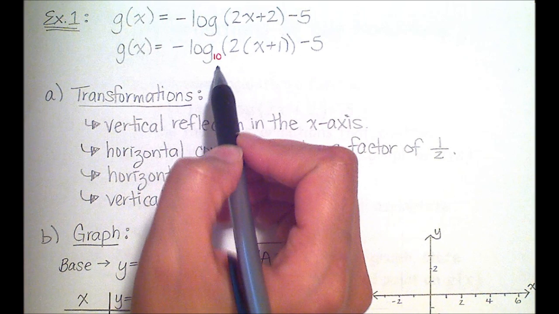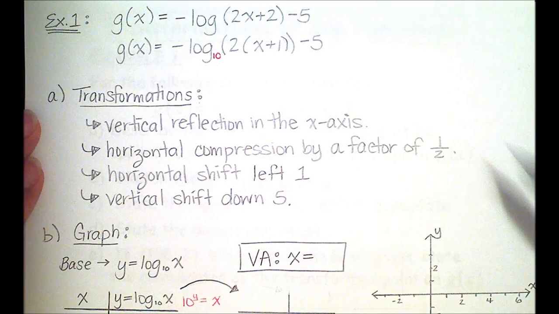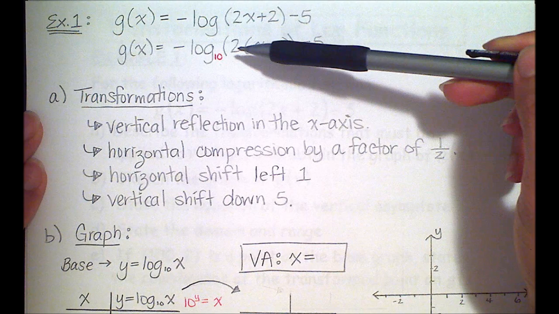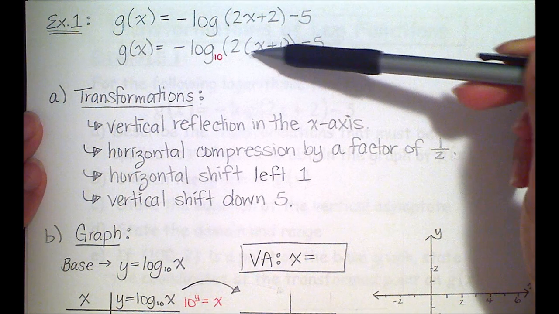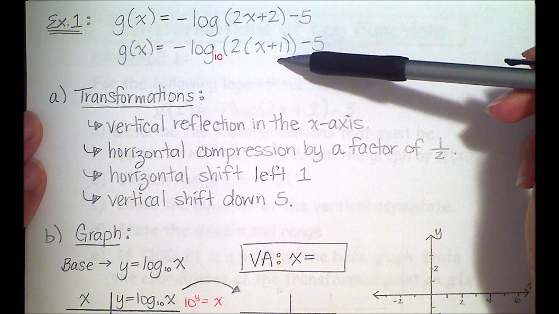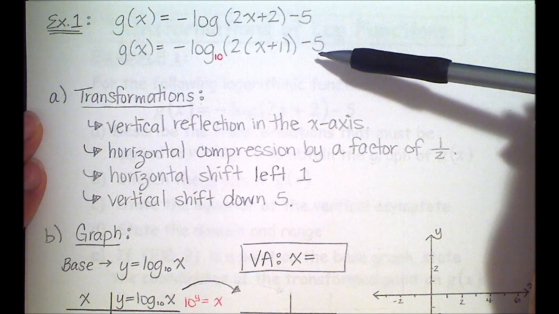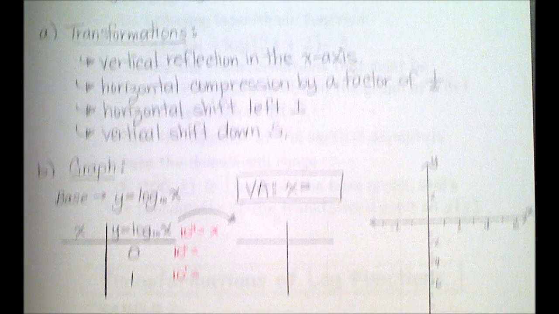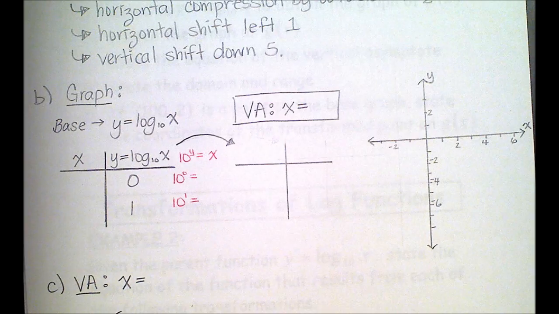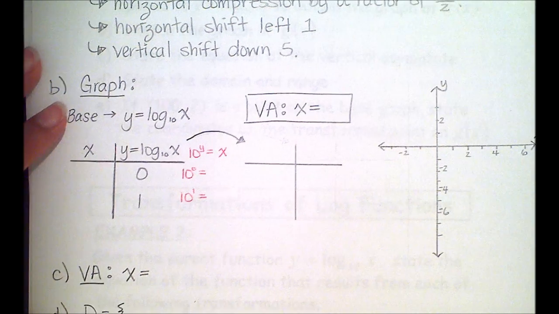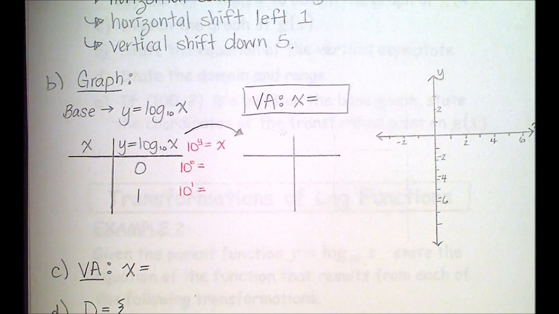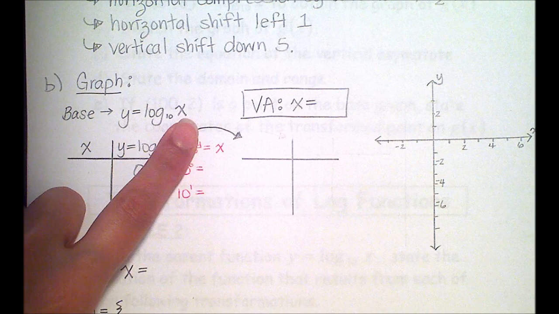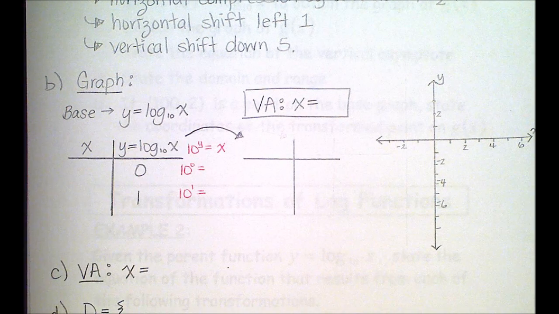So in terms of transformations, the first transformation I see here is a vertical reflection in the x-axis. Then I have a horizontal compression by a factor of a half, a horizontal shift to the left 1, and then a vertical shift down 5 units. Okay. So in order to graph this function, the first thing I need to identify is what the base function is going to be. And in this case, because the base was 10, I know my base graph is going to be y equals log base 10 of x. Okay, and so what that means is now I can figure out my key points.